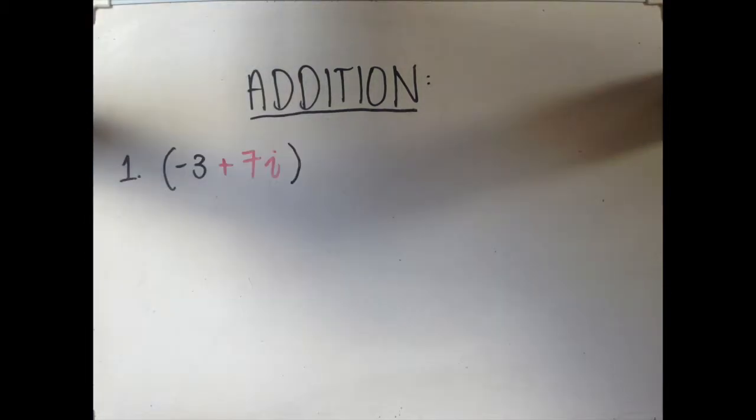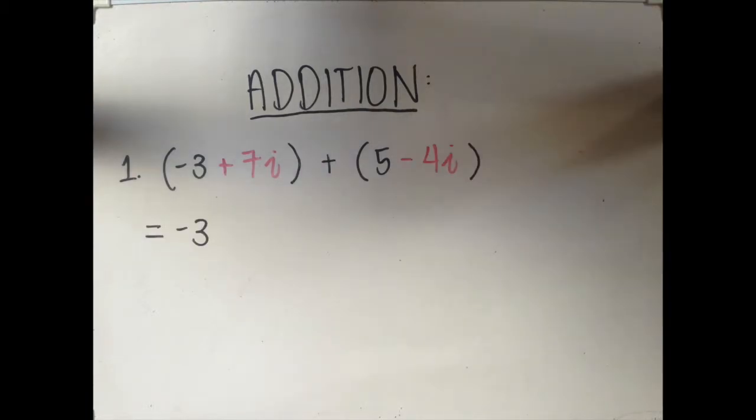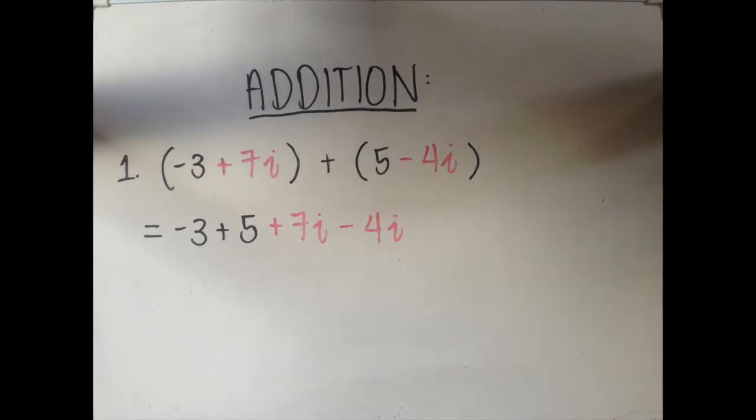Let's now perform different operations with complex numbers. In adding complex numbers, we simply add the real parts together then the imaginary parts together, keeping them separated. In this example, quantity negative 3 plus 7i plus quantity 5 minus 4i is equal to negative 3 plus 5 plus 7i minus 4i. The answer will be 2 plus 3i.